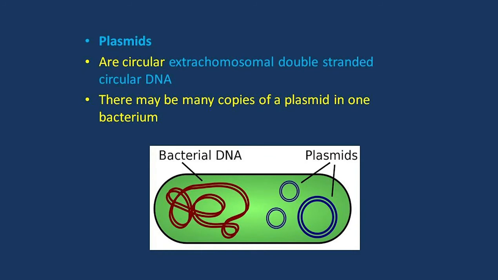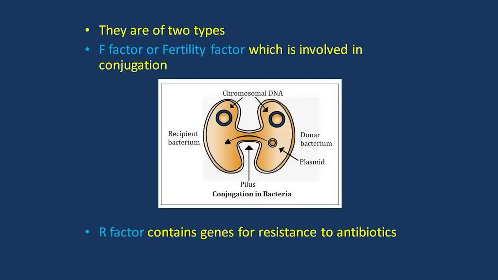Now let us look at plasmids. They are extra-chromosomal, double-stranded circular DNA. There may be many copies of a plasmid in one bacterium. They are of two types. F factor or fertility factor, which is involved in bacterial conjugation. In conjugation, two bacteria come together attached by a conjugation tube through which the F factor of one bacterium is transferred to the next bacterium. Another type of plasmid is called the R factor, which contains genes for resistance to antibiotics.